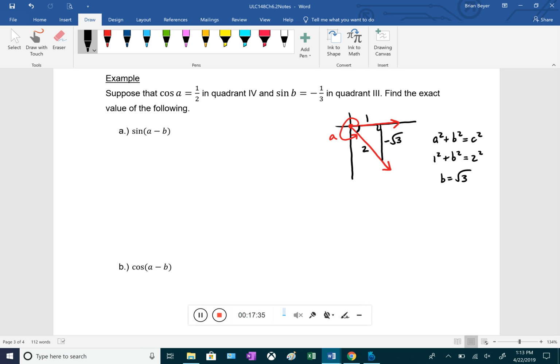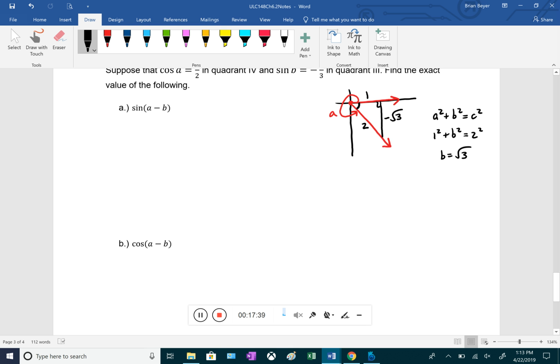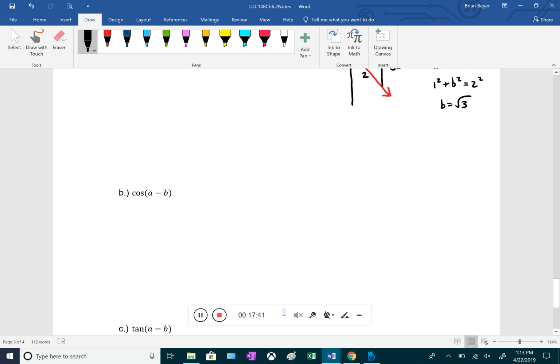Okay, so let's do the same thing for angle B using sine of B is negative 1/3 in quadrant 3. So there we are in quadrant 3, so creating a right triangle here. Here's our reference angle. We're given that sine is negative 1/3, so 1/3 opposite over hypotenuse. We know that that side is going to get the negative because that is in the negative y direction. So once again, we have to use the Pythagorean theorem to find the missing side.